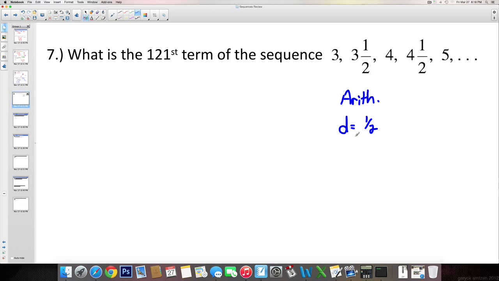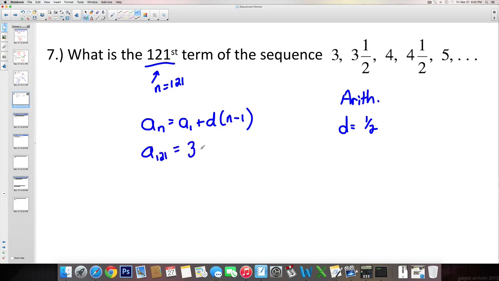Okay, so the common difference is a half, and we want to find the 121st term. In this case, n is going to be 121. We're looking for a sub 121. So writing down our formula, we can substitute in what we have. We're looking for the 121st term, but we have the first term, we have the common difference, and the term number is 121.